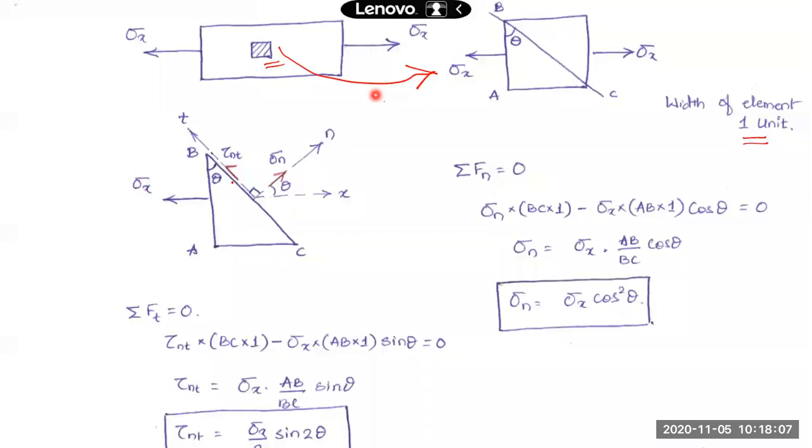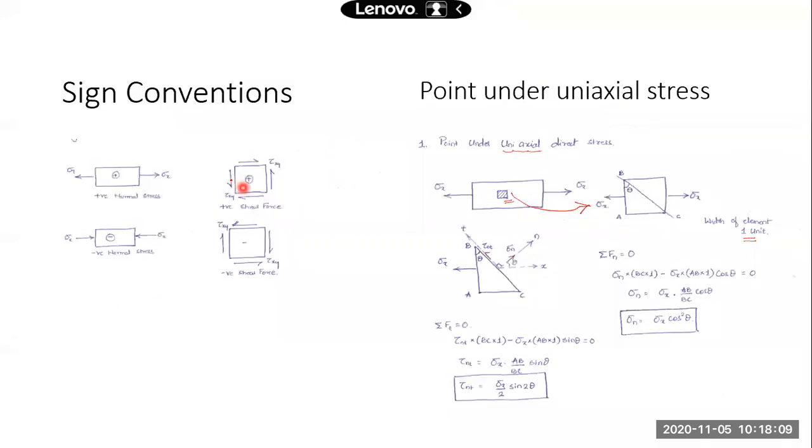Shearing stresses, how are we going to assign the sign? Left side downward shear stress, right side upward shear stress is positive. For that, we'll assign a positive sign. Whereas left side upward shear force and right side downward shear force, if it is in this way, then we'll assign a negative sign for that shear force. Okay, is that clear? Sign convention.